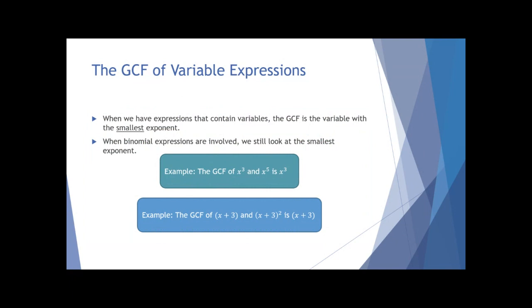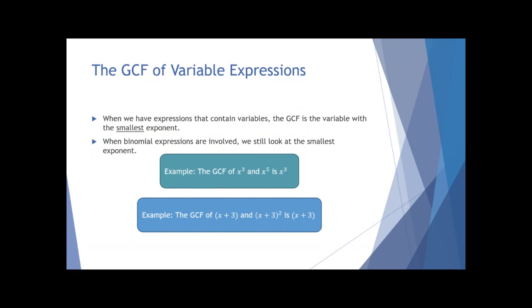So when you have an expression that has variables, or more than one expression that has variables, your greatest common factor is the variable with the smallest exponent. So in green or teal here, the greatest common factor out of x to the third and x to the fifth is x to the third because that's the smallest exponent. So you just match up your variables and then you take the one with the smallest exponent.